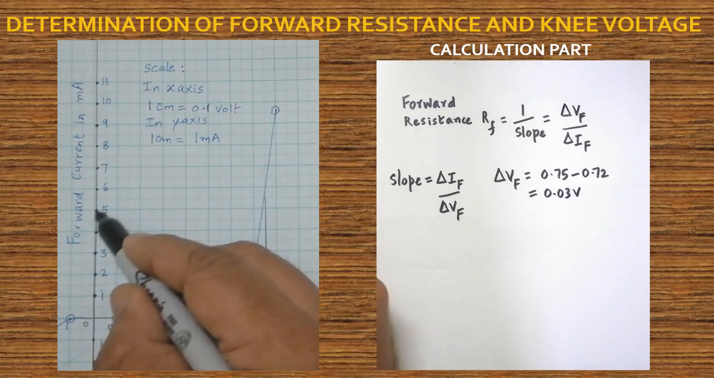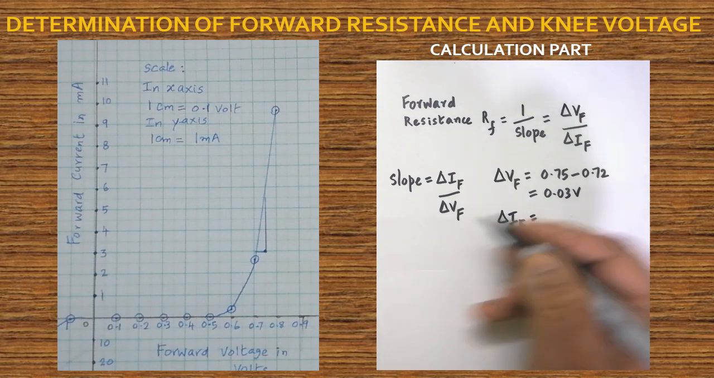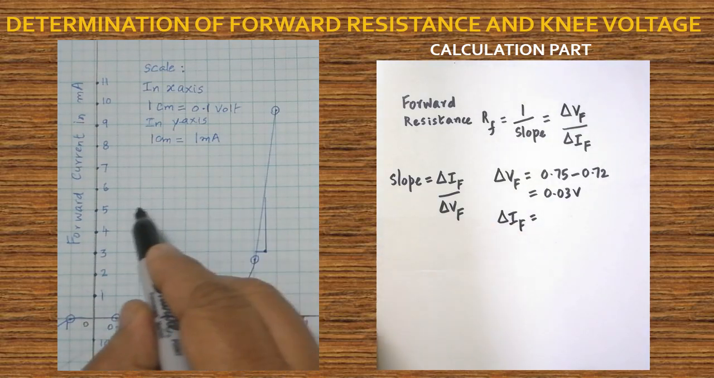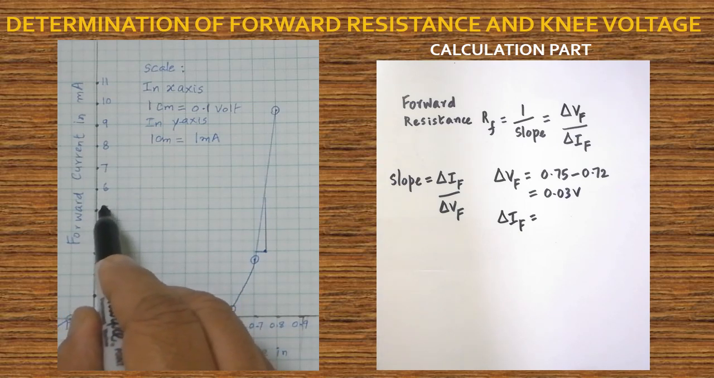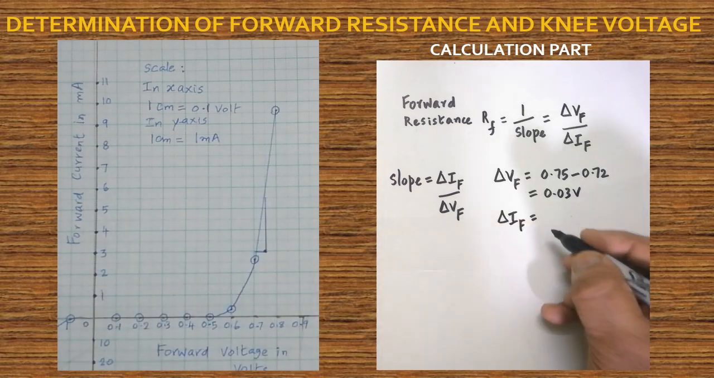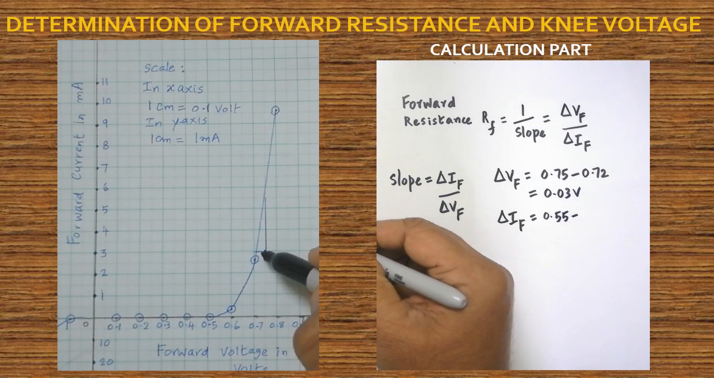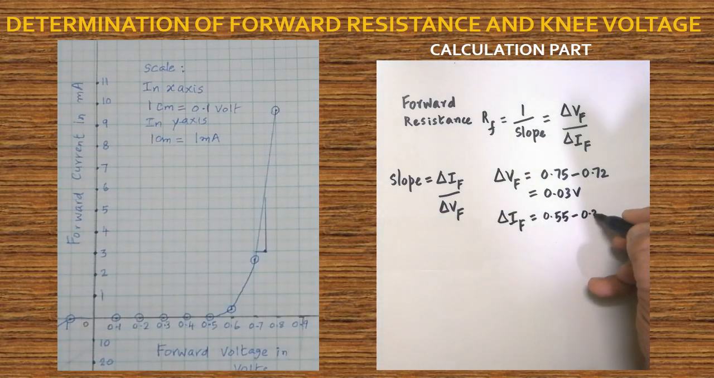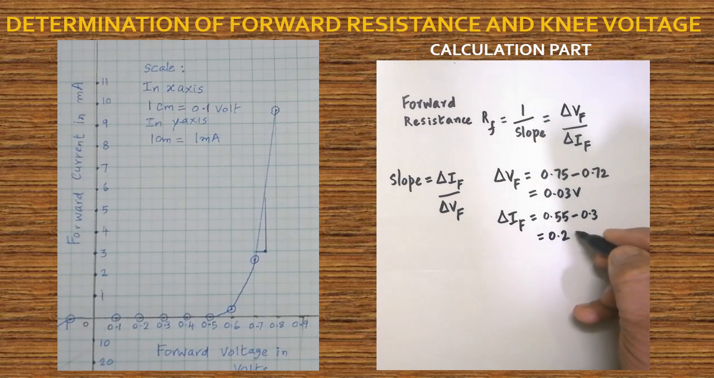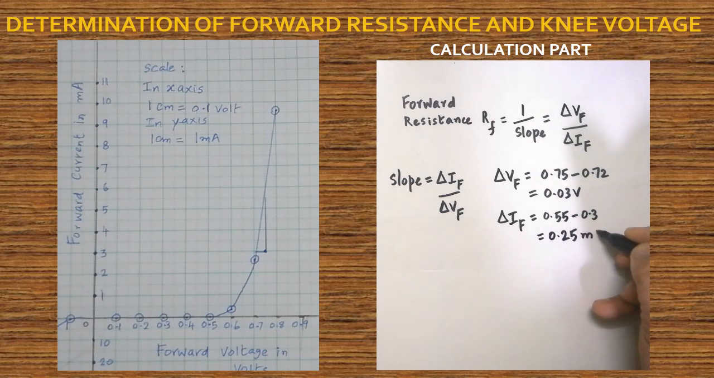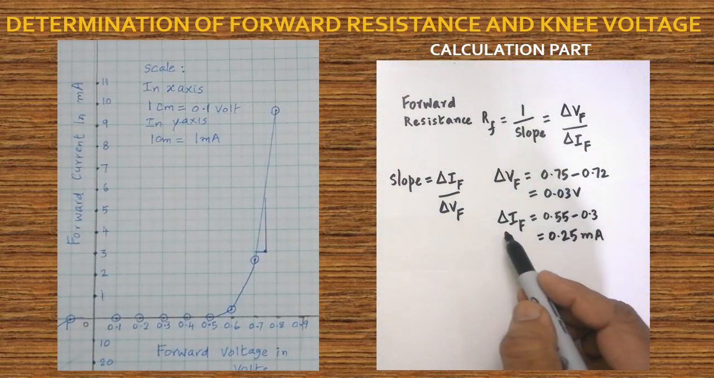In the same manner, you have to find out the difference in the del IF. Look at the maximum value here. Del IF is equal to, if you extend the line, there you are able to find out the value 0.55. 0.55 minus, look at the minimum value, 0.3. After finding the difference, you will get 0.25. That is in terms of milliampere. Now we have found out the value of del VF and del IF.